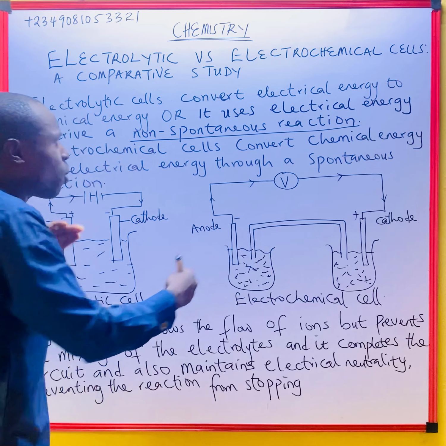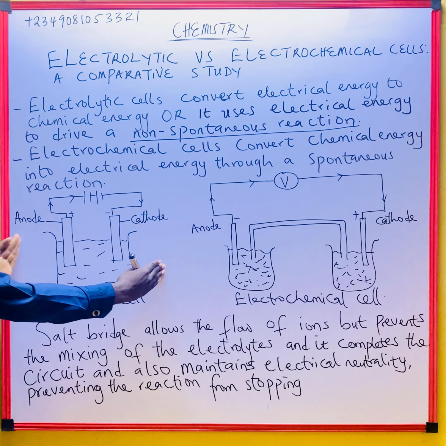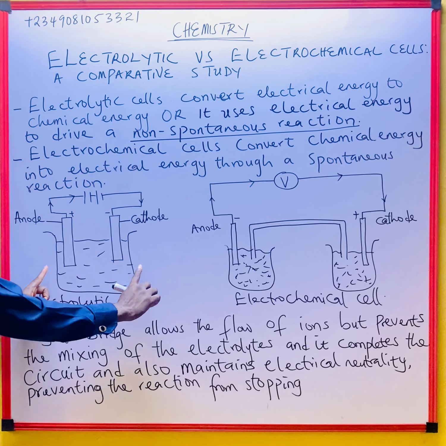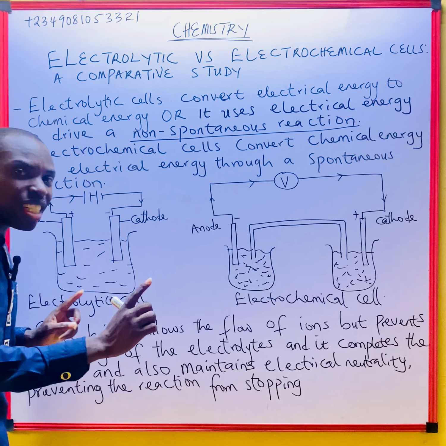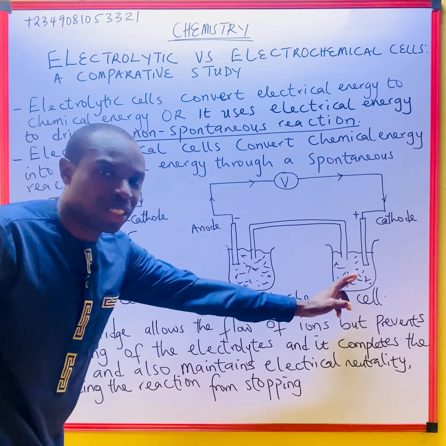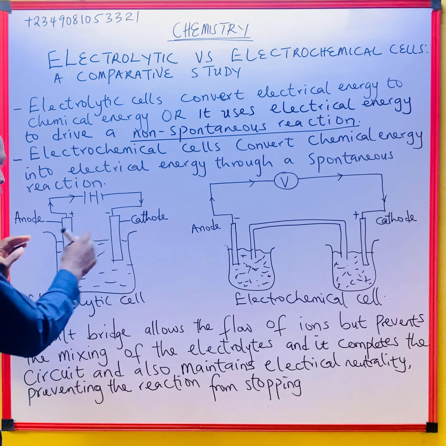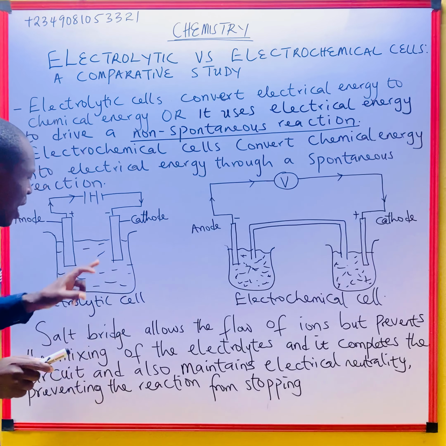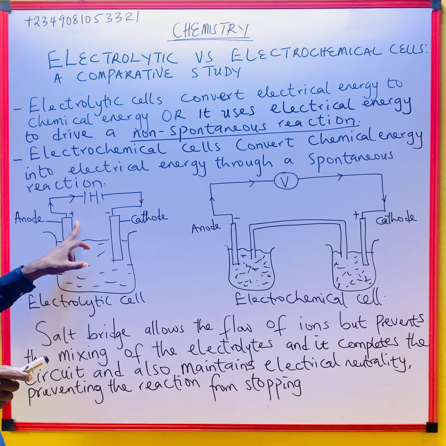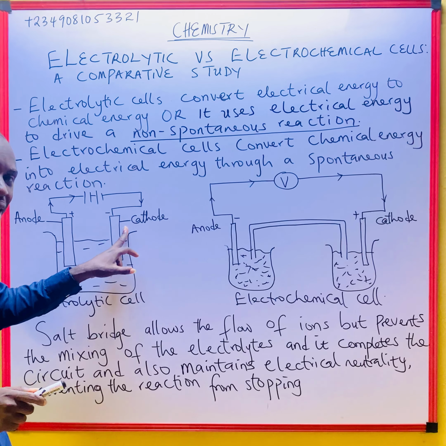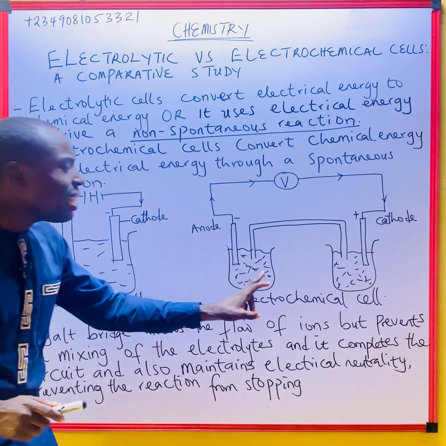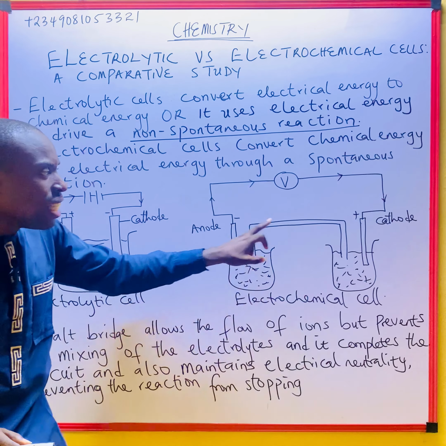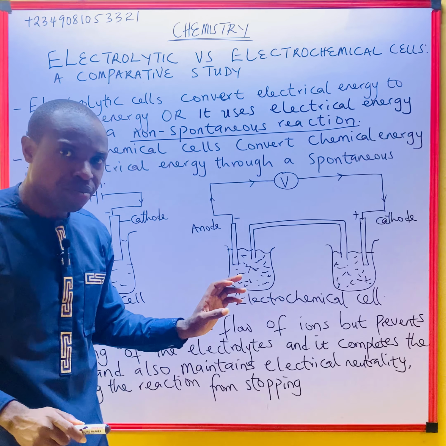Now we go straight away. We should understand that this is a very typical example. Let me explain. In the case of an electrolytic cell, we just have one container, while in the case of an electrochemical cell, there are two containers, as you can see. Now look at it here. This is the anode. The anode, in the case of the electrolytic cell, is positive, while the cathode is negative. Unlike the electrochemical cell, where the anode is negative and the cathode is positive.